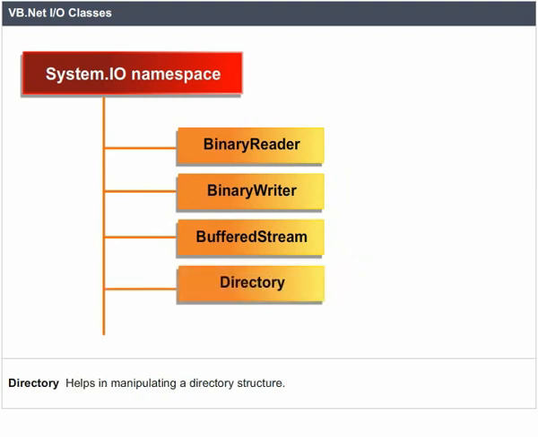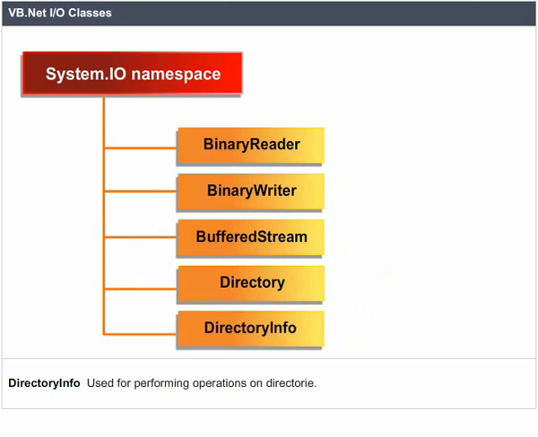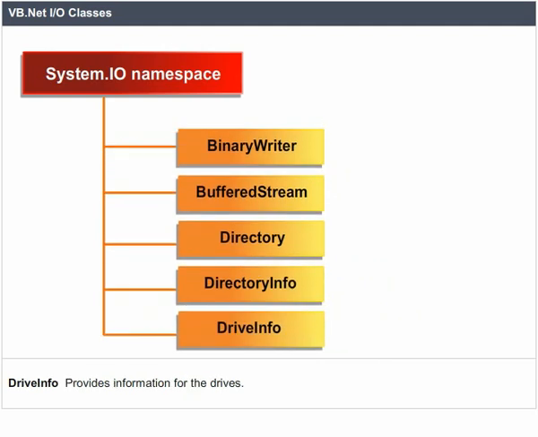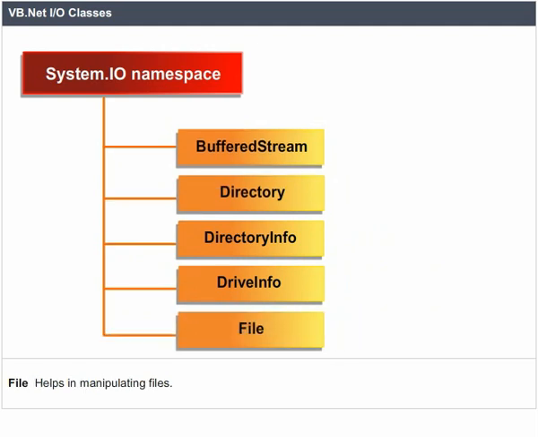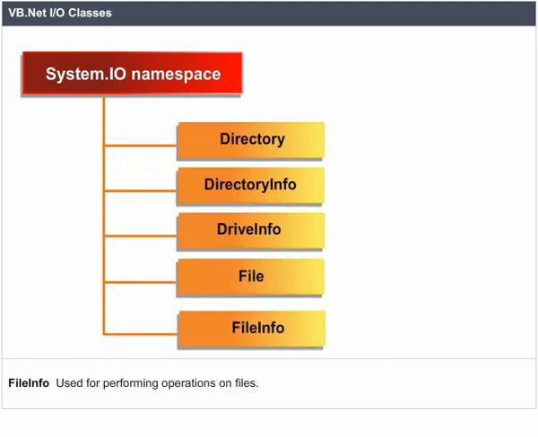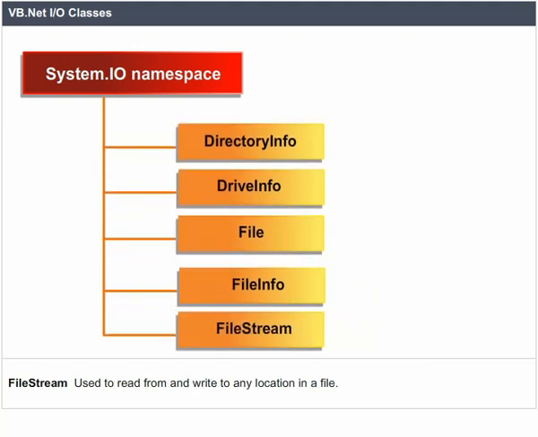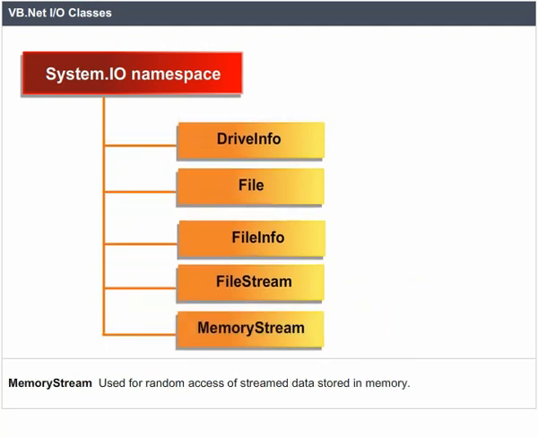Directory helps in manipulating a directory structure. DirectoryInfo, used for performing operations on directories. DriveInfo, provides information for the drives. File helps in manipulating files. FileInfo, used for performing operations on files. FileStream, used to read from and write to any location in a file. MemoryStream, used for random access of streamed data stored in memory.